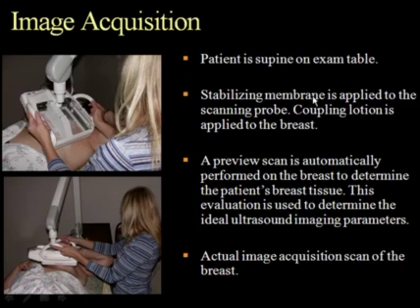The stabilizing membrane is applied to the scanning probe, and then you use coupling lotion, which is basically some ultrasound cream, and that's applied to the breast. A preview scan is automatically performed by the probe, by the station, to determine the patient's breast tissue. This evaluation is used to determine the ideal ultrasound imaging parameters. This is all automatic, so you don't actually have to do anything. And then you start the actual image acquisition of that breast.